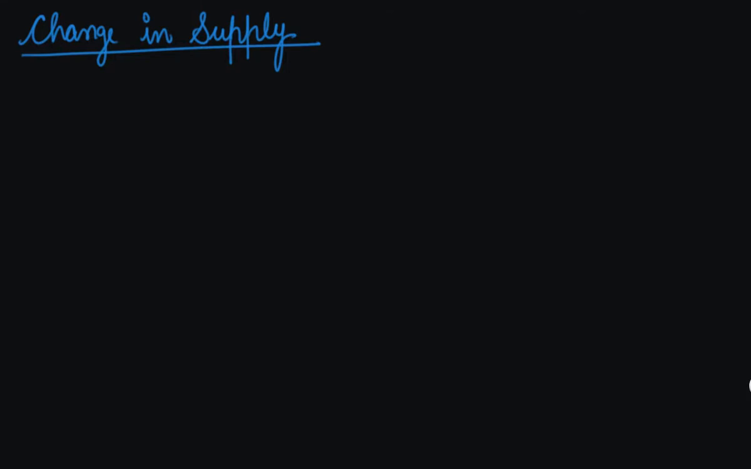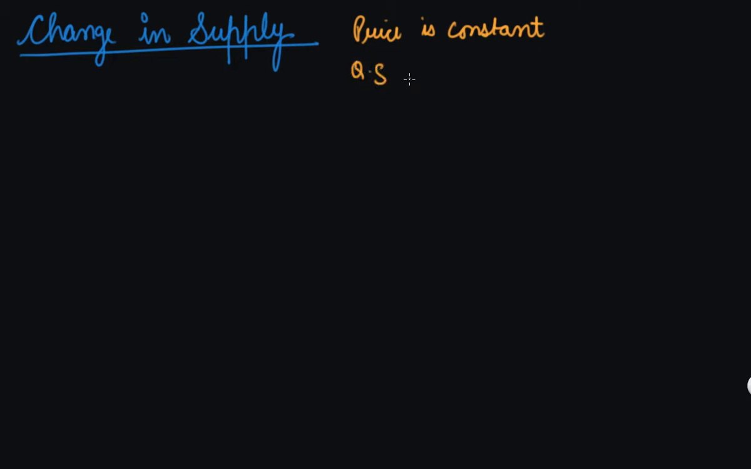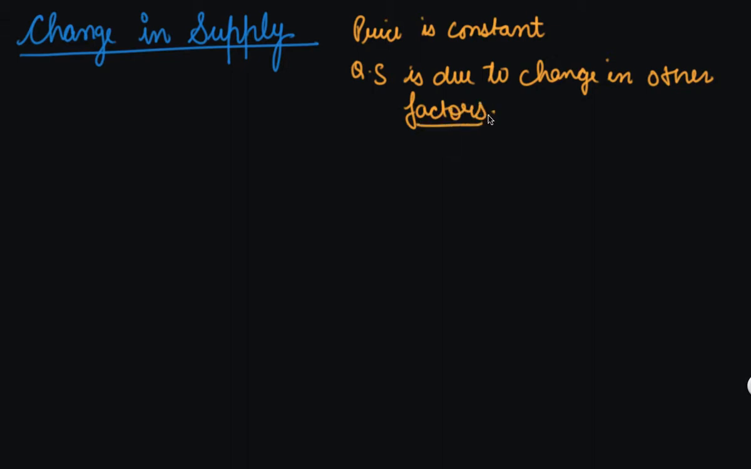In this video, we will be studying change in supply. An increase in supply occurs when the quantity supplied increases at all the existing prices of a commodity. In this, the price is constant. The change in quantity supplied is due to change in other factors. Your price is constant, and your quantity supplied increases or decreases due to the change in the other factors.